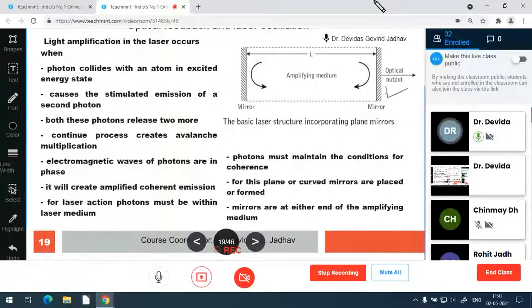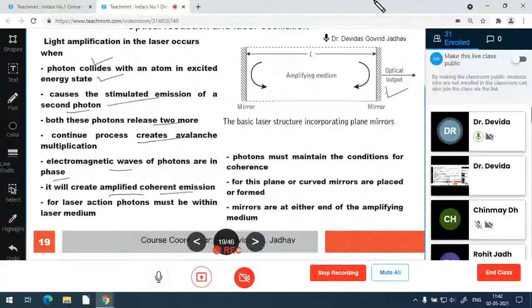Light amplification in a laser occurs when a photon collides with an atom in the excited energy state. Atoms are in the higher energy state and an external photon collides with it and interacts. This causes the stimulated emission of a second photon. The first photon and second photon are two photons, and this is a continuous avalanche process. One photon creates two, two photons further create four, these four further create 8, 8 further create 16, and so on. The electromagnetic waves of the photons are in phase, so this is coherent, and it creates amplified coherent emission.